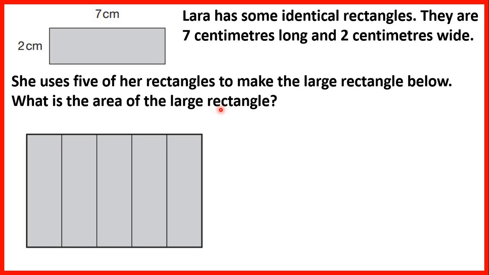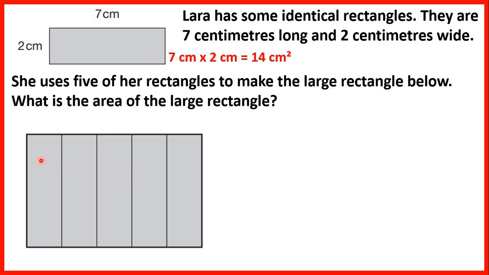So there are different ways that we can do this. We could find the area of one small rectangle and then multiply that by 5, because with area you can multiply. The area of a shape is just how much space it takes up, or how much stuff there is on the inside of a shape. And to find the area of a rectangle, we multiply the width and length. So 2 times 7, or 7 times 2, is 14. So the area of a small rectangle is 14 centimetres squared.